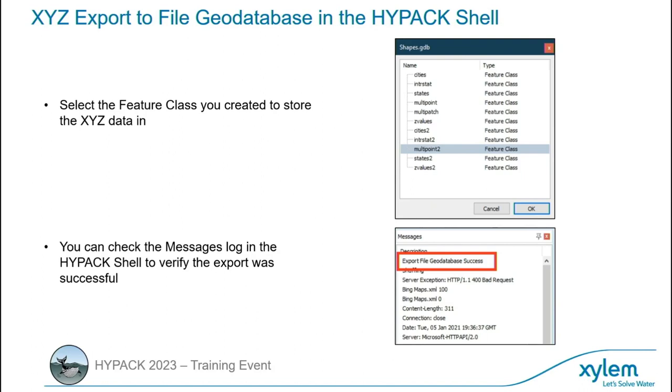And you guys know the messages log in HYPACK? It's like in the bottom left corner, I think, by default. It will print out in there if it was successful. So it'll say export success. And if you see that, it should be good, hopefully.